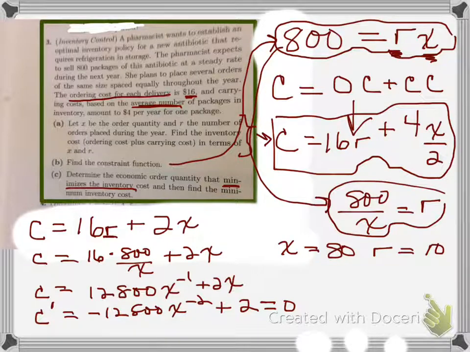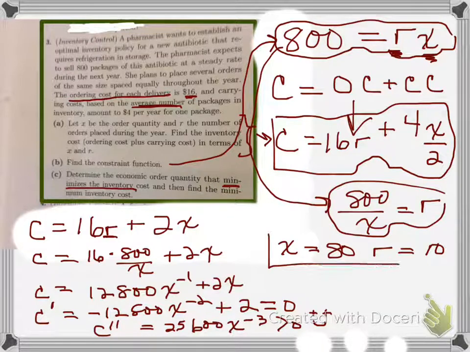Now we should just check your second derivative. Your second derivative would be 2 times 12,800, so that's 25,600, and then I have X to the negative 3. Okay, that's going to be a positive number. Since that's greater than 0, I know that my value of X is going to minimize my cost function because I'm concave up.